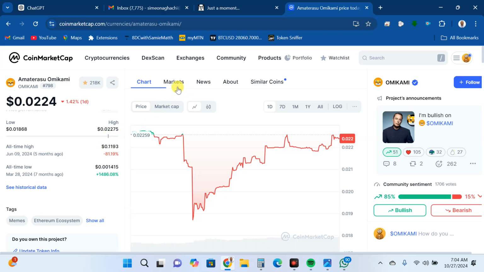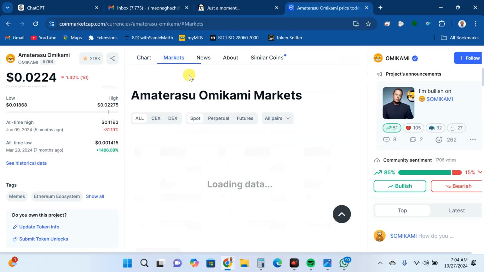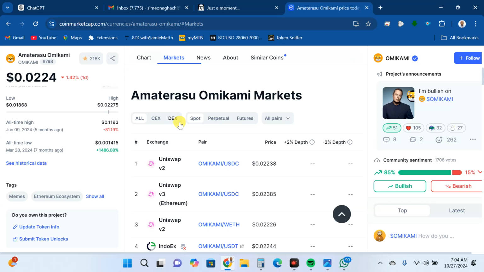Another thing you want to look at is where the token is being traded. Tomorrow, I don't want to give you a token to buy and you come back to me and ask, Simeon, where should I buy this token? It's going to be irritating. You know why? Because I'm showing you that now. When you search the name of a token and you've looked at all of that, you can click on markets. It's going to show you where you can buy this token. You can further narrow it down to either the centralized exchanges or the decentralized exchanges where this token can be traded.